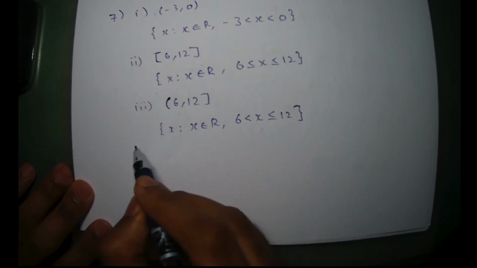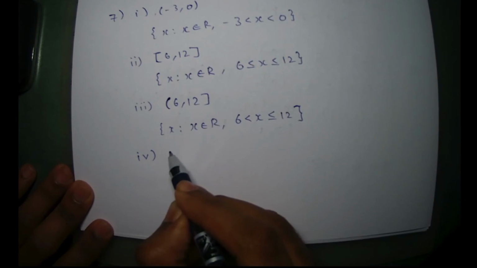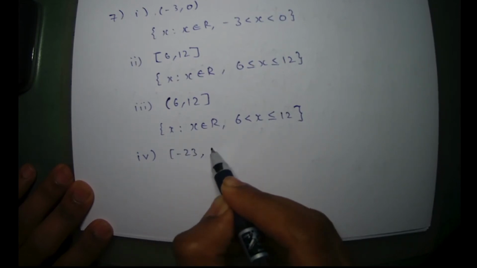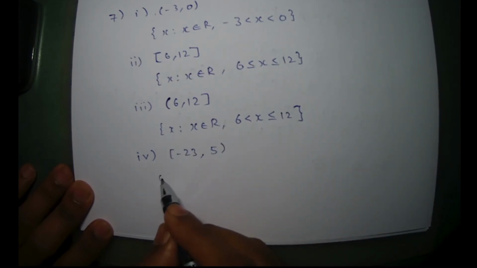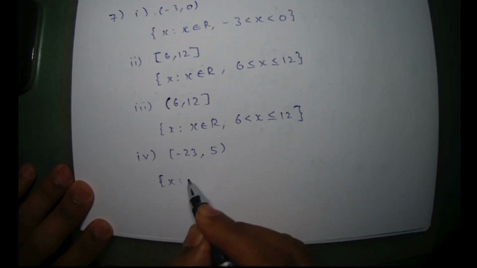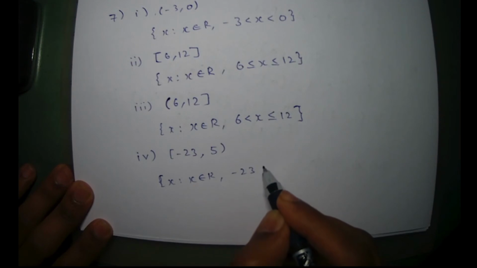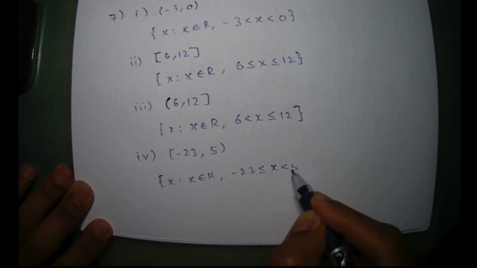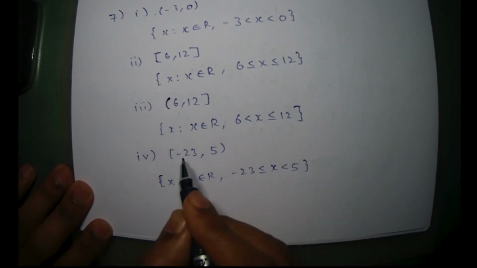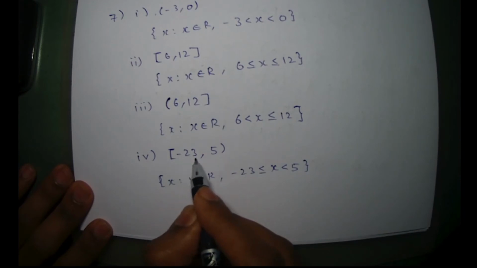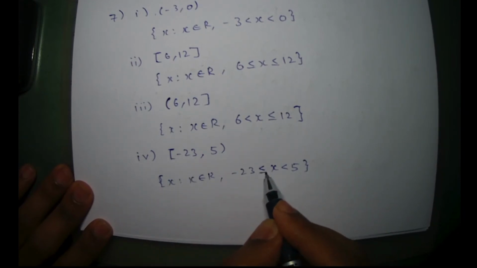And fourth question, we have [-23, 5). So again, x where x is a real number, -23 is less than or equal to x, less than 5. So we use equal here because you have a square bracket on your -23. So we use less than or equal to x.